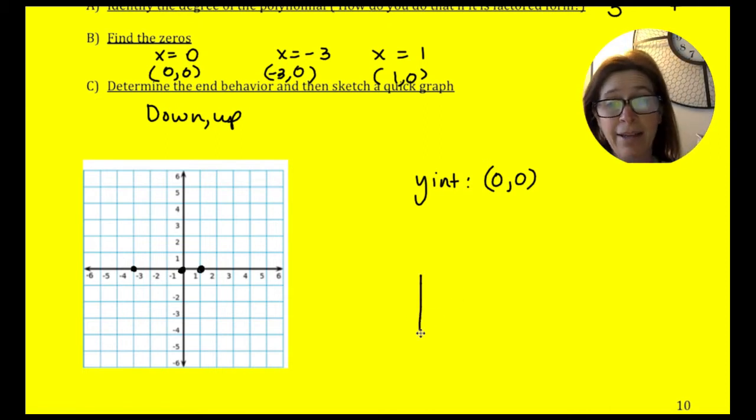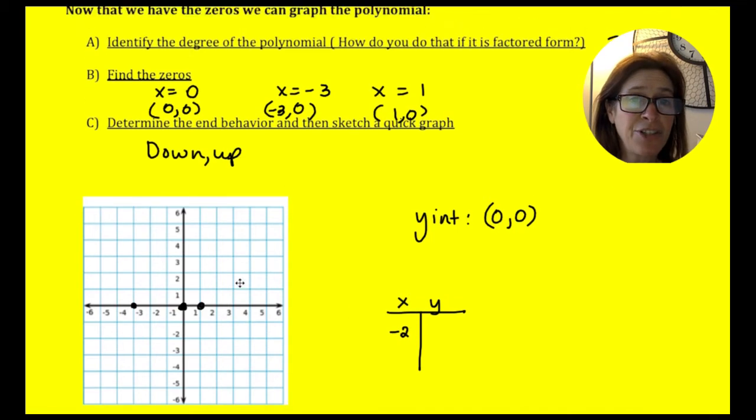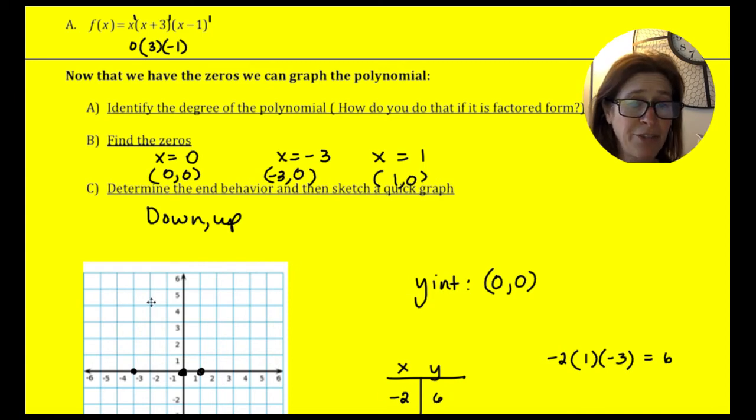I could just make a little table and find out what's happening between -3 and -1. All right, so let's do that. I'm going to try -3 and 0. I'm going to try -2. If I plug -2 into my function up here, I get -2 times 1 times -3, which gives me 6. So now I have a point (-2, 6) on my graph. I can see it's going up that far.